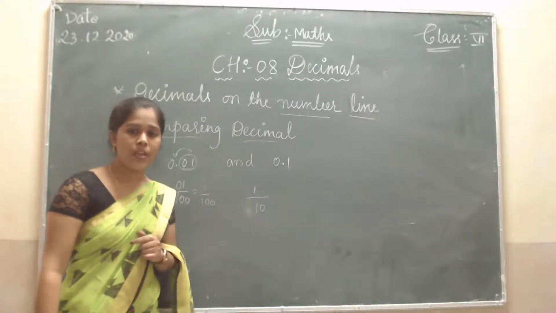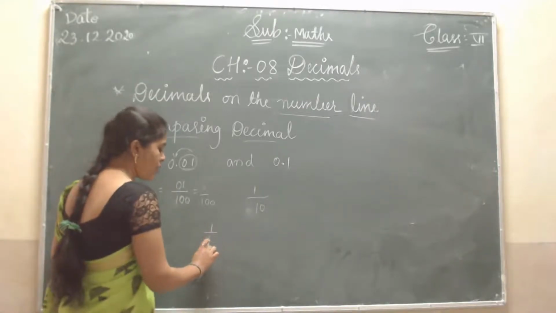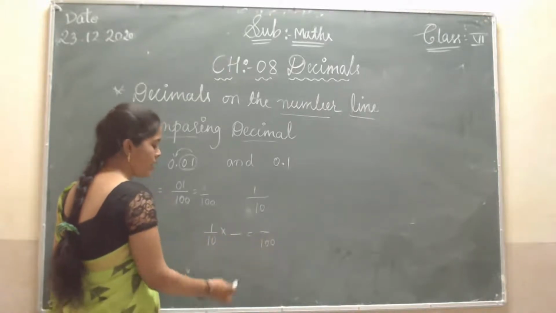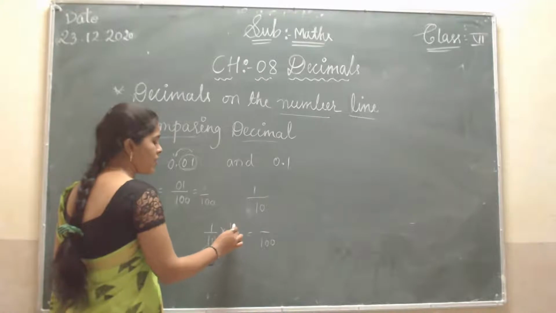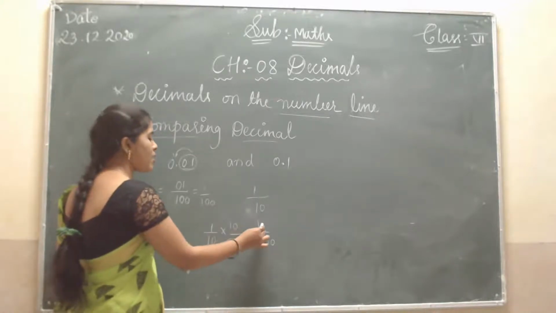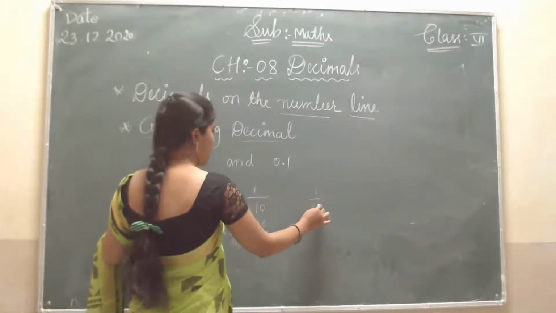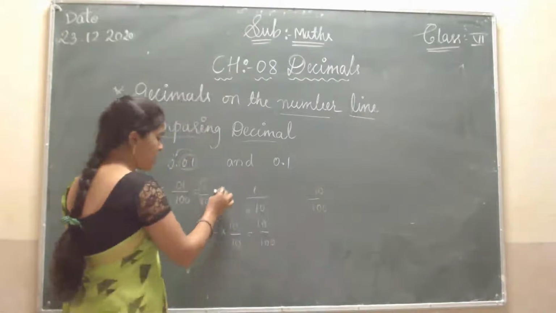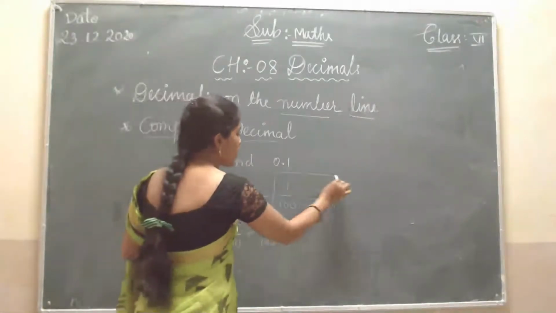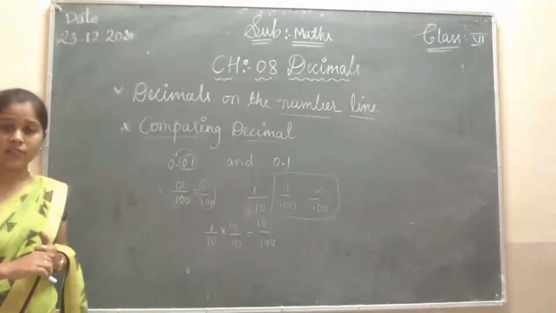So how do we compare? We have to make the denominators equal. 1 by 10 into dash, we have to make it 100. 10 times 10 is 100. We multiply the denominator by 10, so we have to multiply the numerator also. 1 times 10 becomes 10 by 100, and the other is 1 by 100. So now the denominators are equal, one is 100 and the other is also 100.